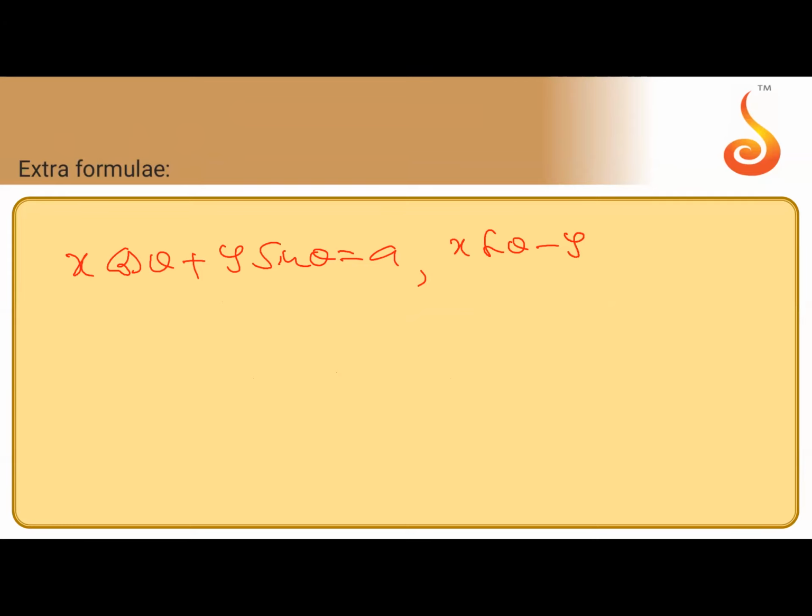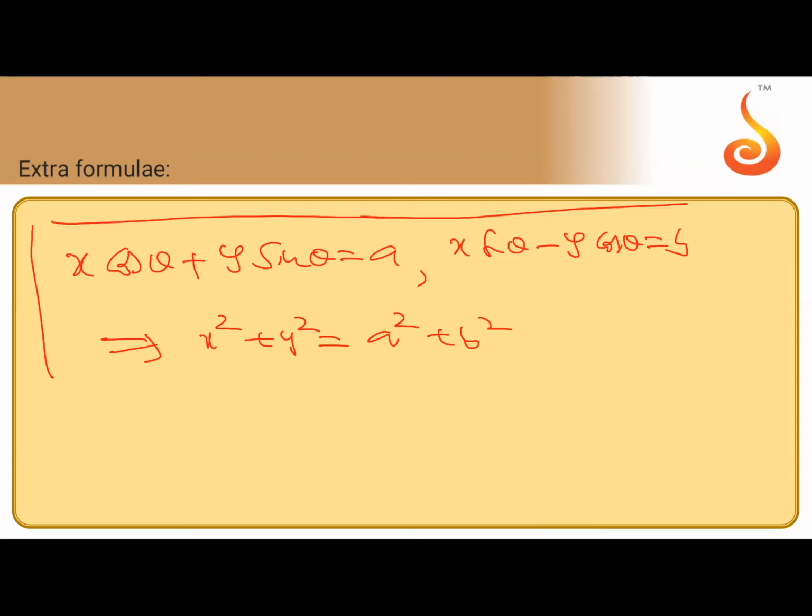x sin theta minus y cos theta equal to b. Just one more item. x cos theta plus y sin theta equal to a and x sin theta minus y cos theta equal to b. Then this implies x square plus y square equal to a square plus b square. It's a very important concept. Just squaring and adding them. This one squaring and you'll get an answer here.